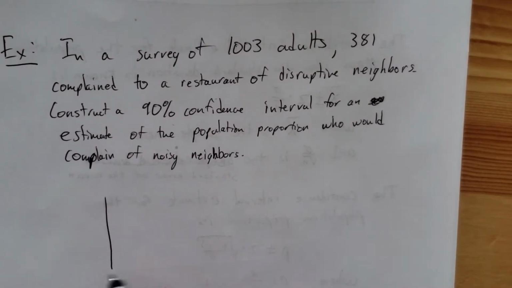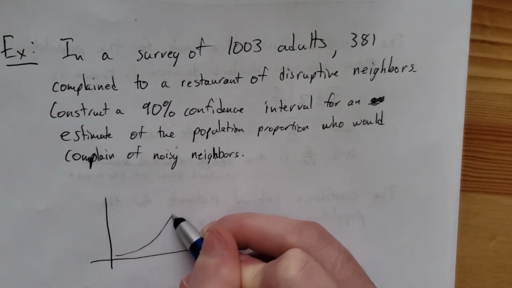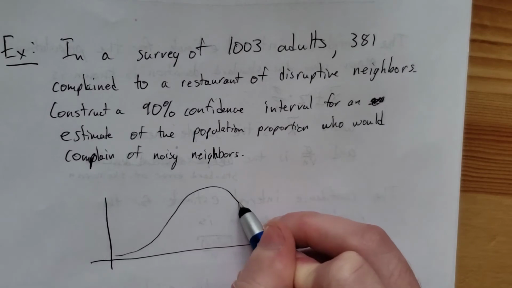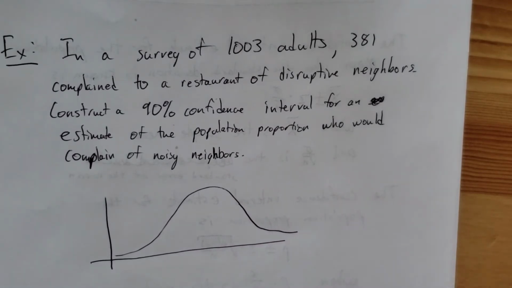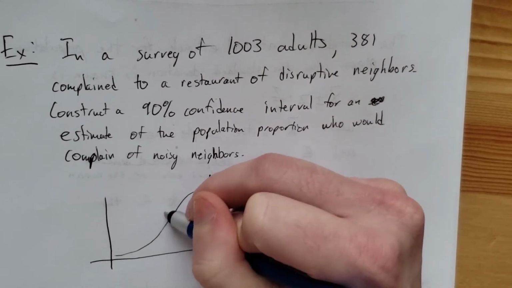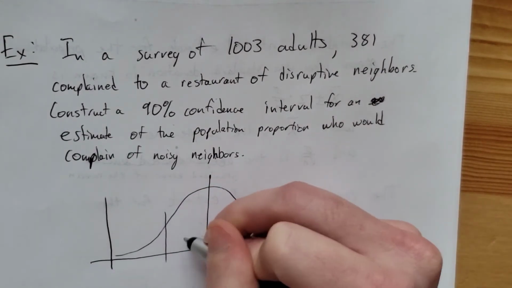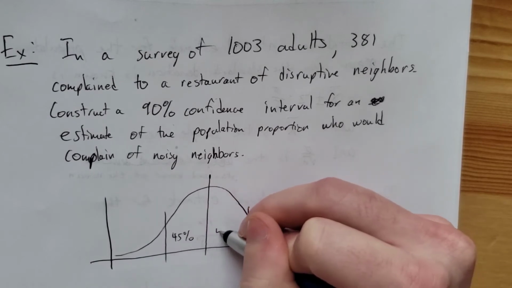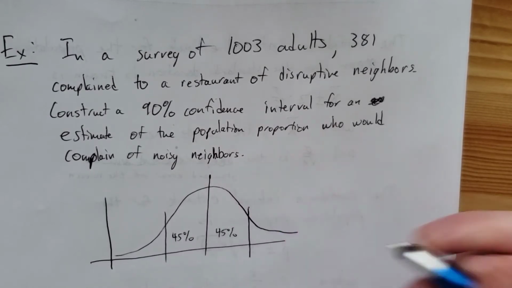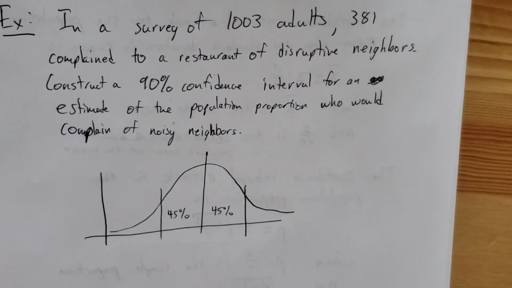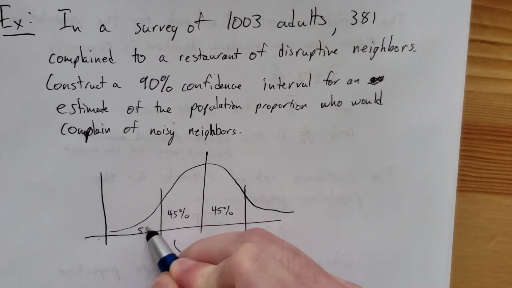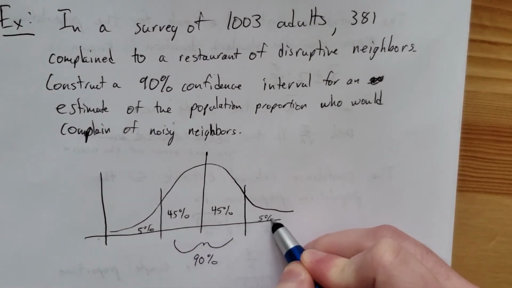Again, let's draw a picture. We don't need to draw this picture every time, but I want to do that to make sure y'all understand where the z-score is coming from that we're going to use. So if we want a 90% confidence interval, that means we have 45% below and 45% above the mean here. This whole region here is 90%. If we have 90% here, that means we have 10% on the outside, so we have 5% below and 5% above.